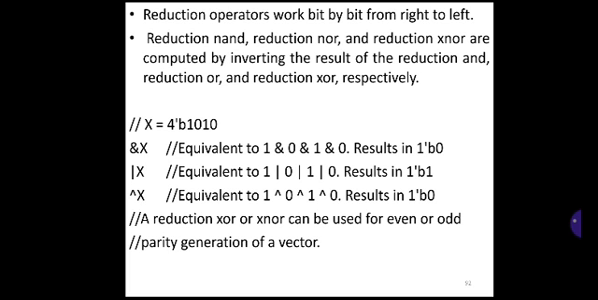XOR operation on X. 1 XOR 0 XOR 1 XOR 0. 1 XOR 0 is 1. Result 1 XOR 0 is again 1. Now 1 XOR the most significant bit 1. 1 XOR 1 is 0. That's why the result is 0. So a reduction XOR or XNOR can be used for even or odd, that is parity generation of a vector.